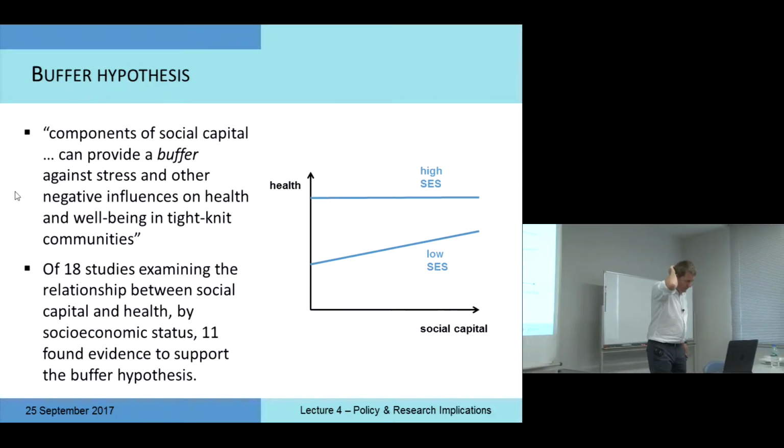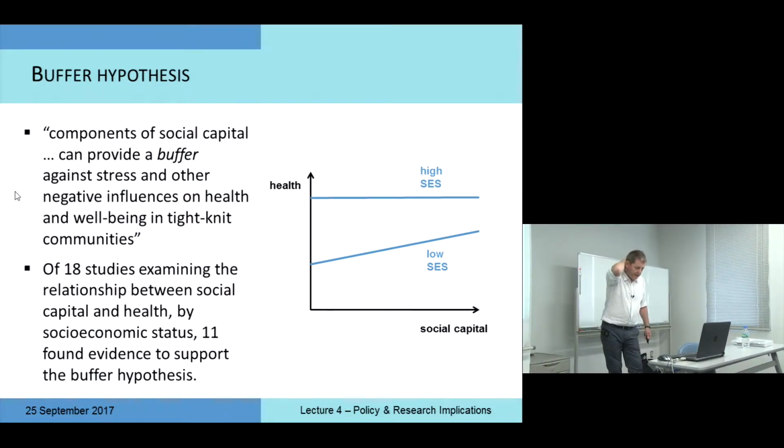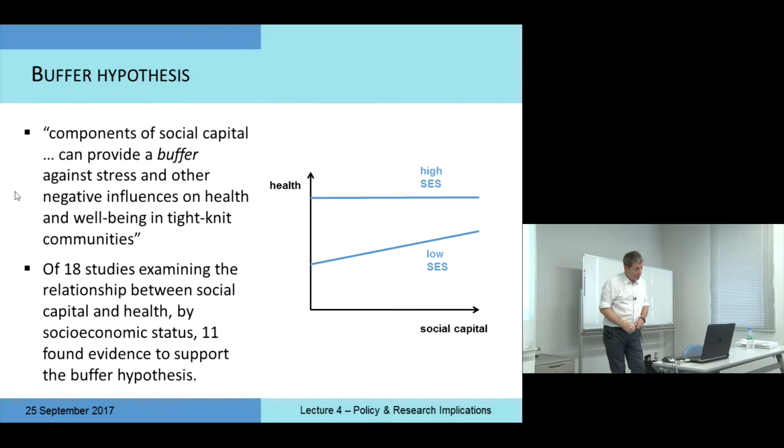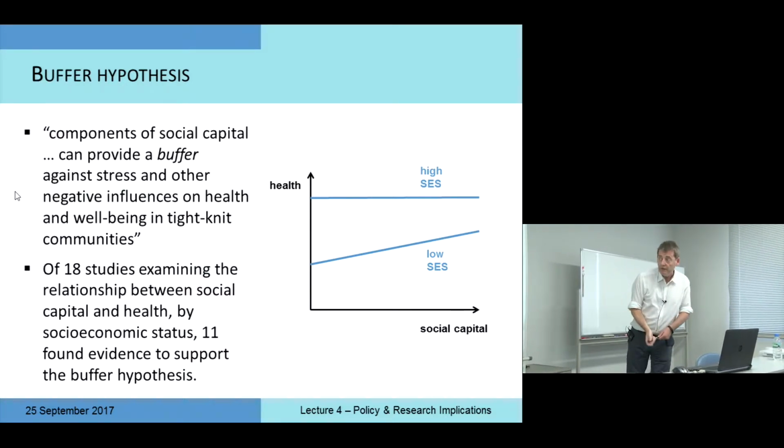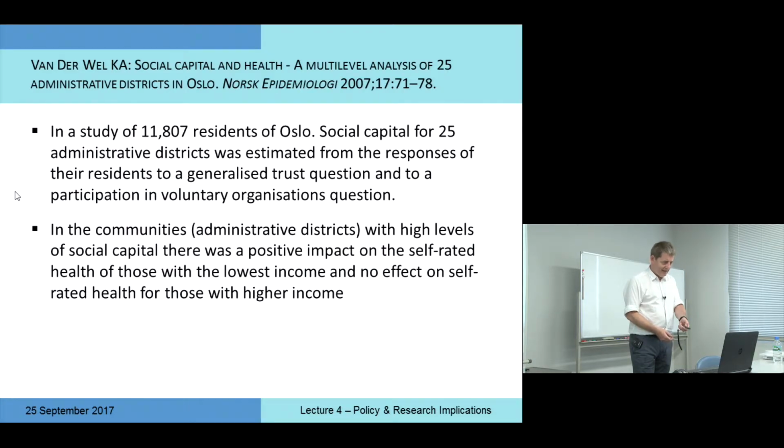So that's one hypothesis. Of 18 studies that examined the relationship between social capital and health by socioeconomic status, 11 found evidence to support the buffer hypothesis. So some support there. I've got an example here. Van der Wel, judging by the name, one would imagine it would be a Dutch study, but being published in Norsk Epidemiology and being a study about the residents of Oslo, it's a Norwegian study.